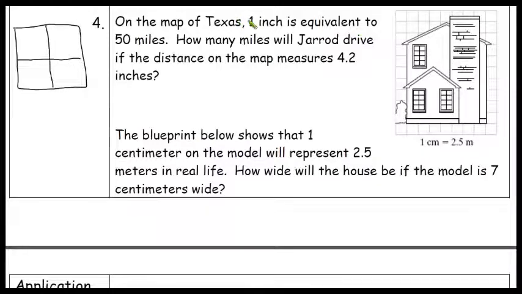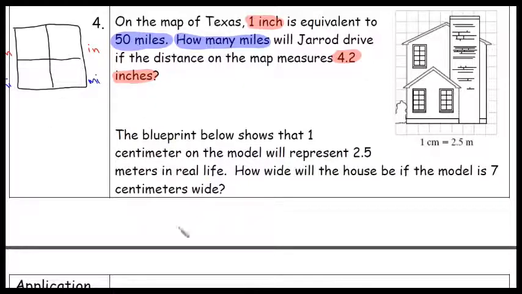Now let's identify the two things being labeled. 1 inch is equivalent to 50 miles. So that's the two things that are being compared, inches and miles. Then the question says how many miles. We don't know how many miles Jerry will drive if the actual distance on the map is 4.2 inches. So inches and inches and miles and miles. That's what I'm looking at here. So that's what I'm going to label in my problem. I'm going to put inches on the top, then I'm going to put miles on the bottom.